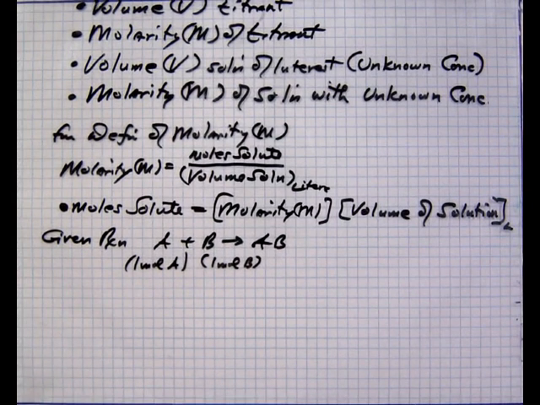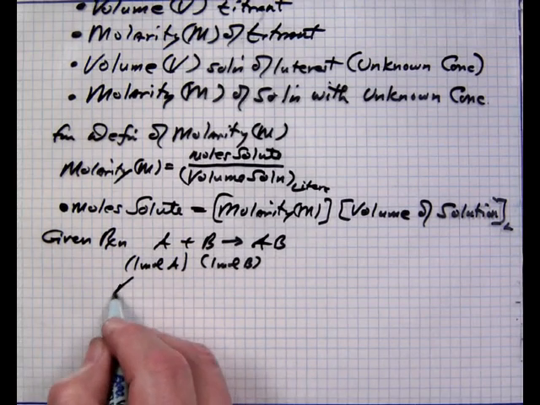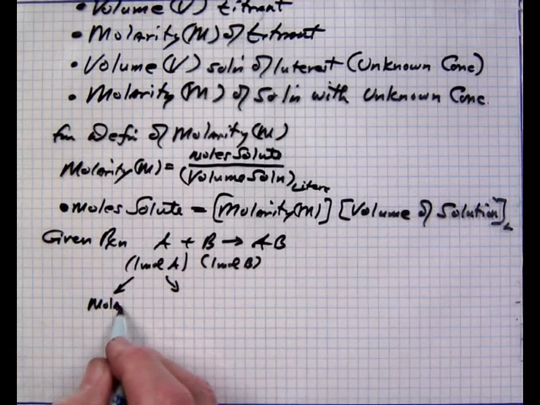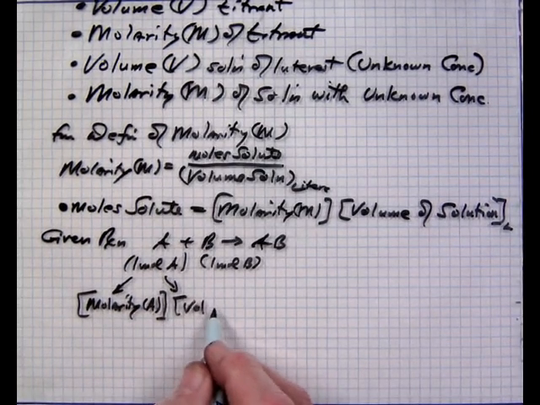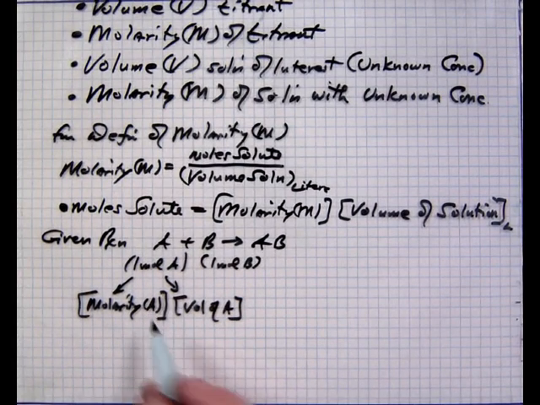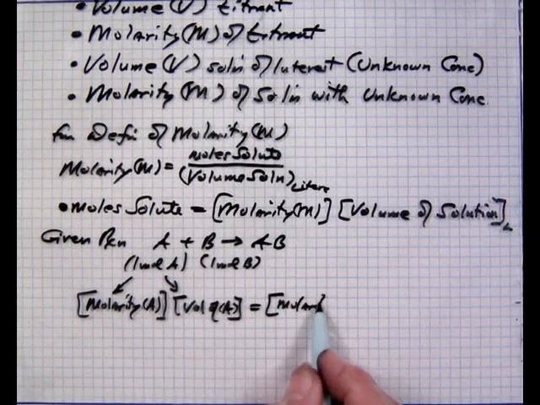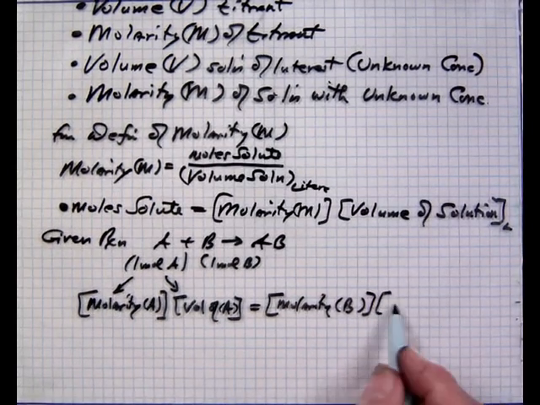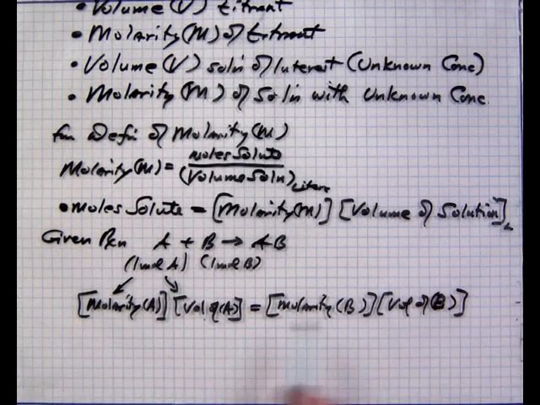Easy enough. But when we do titrations, the quantity of A or the quantity of B being titrated will be given in terms of a molarity of A, say, and a volume of A. And the moles of B will be given as molarity of B times the volume of B. And since they're equal, we can set these two equal.